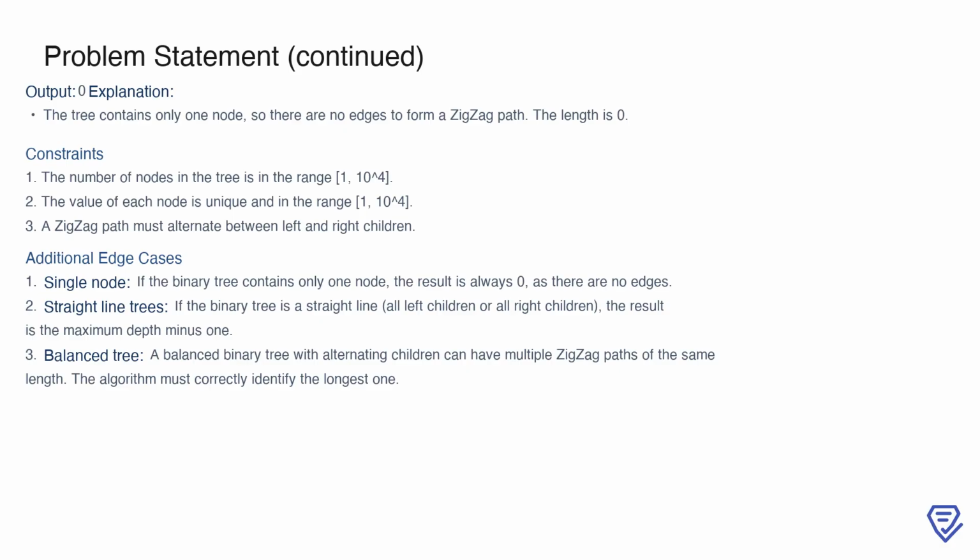To summarize, the problem comes with constraints such as the tree having up to 10,000 nodes, each with unique values. Additional edge cases include understanding that single-node trees always result in a length of 0, straight-line trees produce a length of maximum depth minus 1, and balanced trees can have multiple zigzag paths of the same length, requiring the algorithm to identify the longest one accurately.